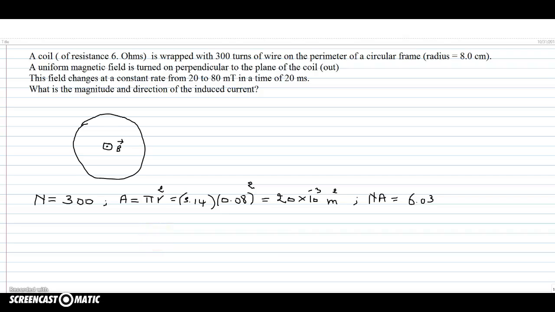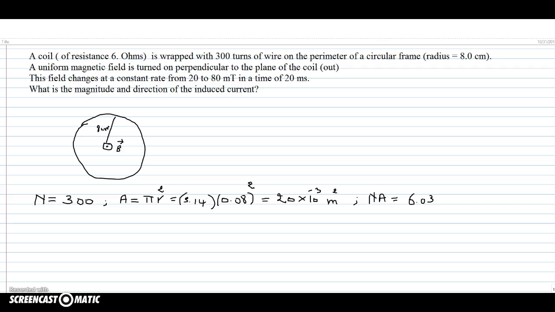This is an example to show you again how to use Faraday. Here we have a coil with 300 loops. Every loop is a circle with radius r equal to 8 centimeters. We have 300 of them.